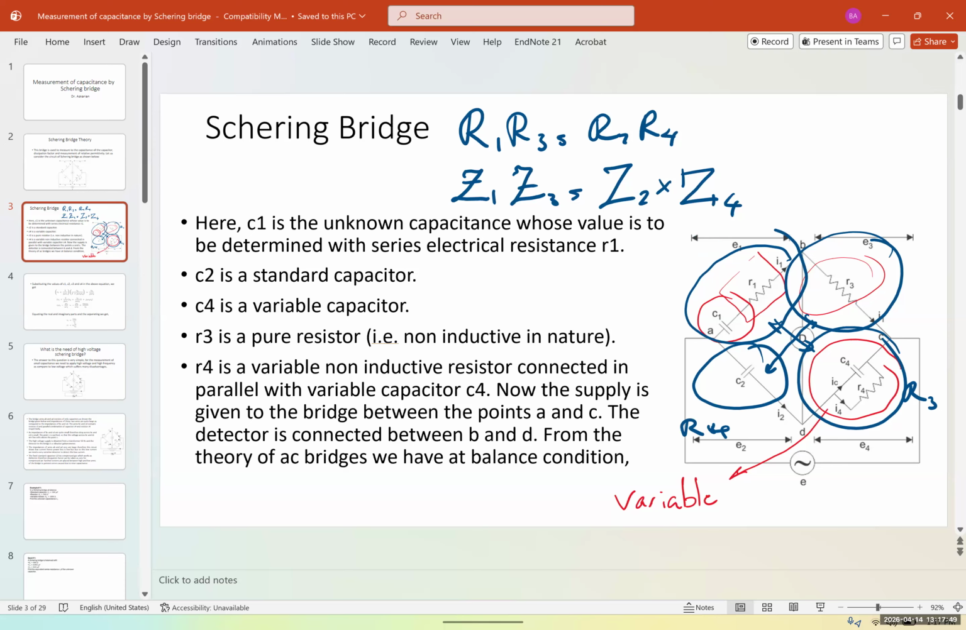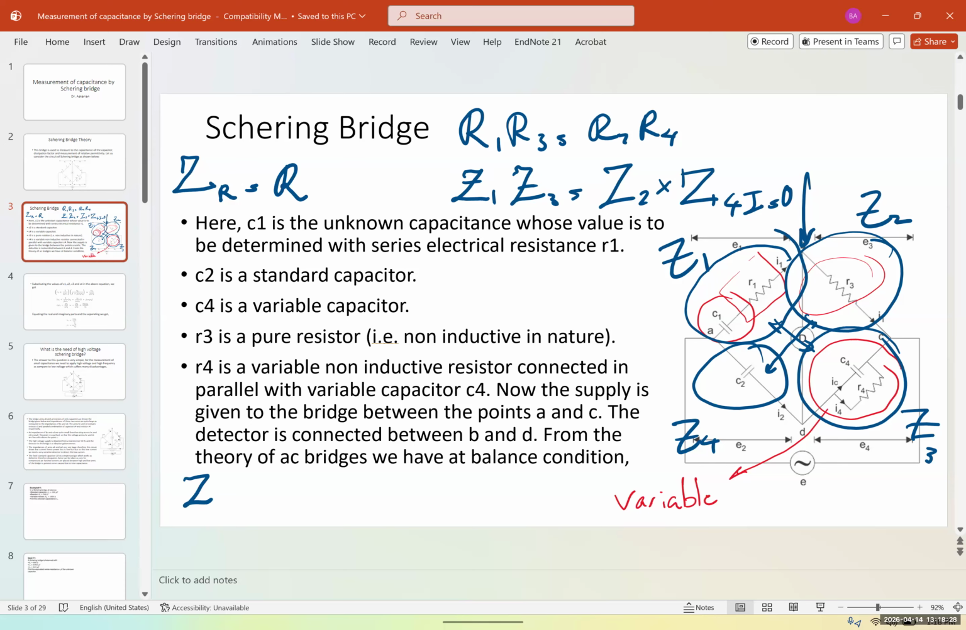So if the impedance Z1 times Z3 is equal to Z2 times Z4, then we have a balanced system. And when we have a balanced system, what would the current passing in the middle lane be? 0, or the voltage difference would be 0. Now, what is the impedance of a resistor? The impedance of a resistor, I'm going to call it ZR, is equal to what? Resistance, yes. What is the impedance of a capacitor?